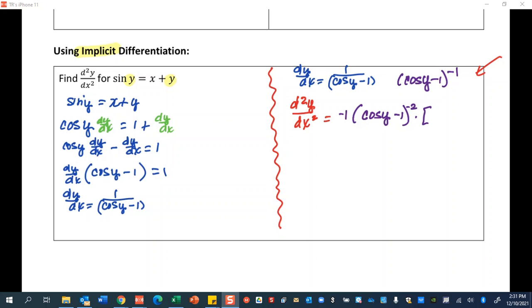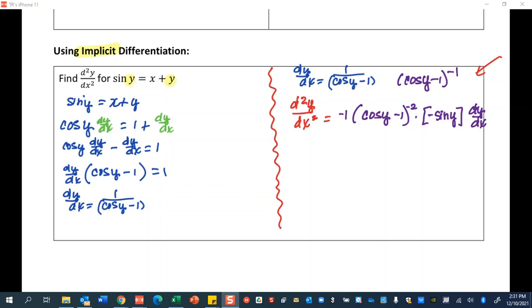What is the derivative of the cosine of y? Negative sine of y. What's the derivative of y? Do I have to worry about the derivative of 1? Why not? Because it's a constant. Be okay with that? So far you're like, no big deal. Right?